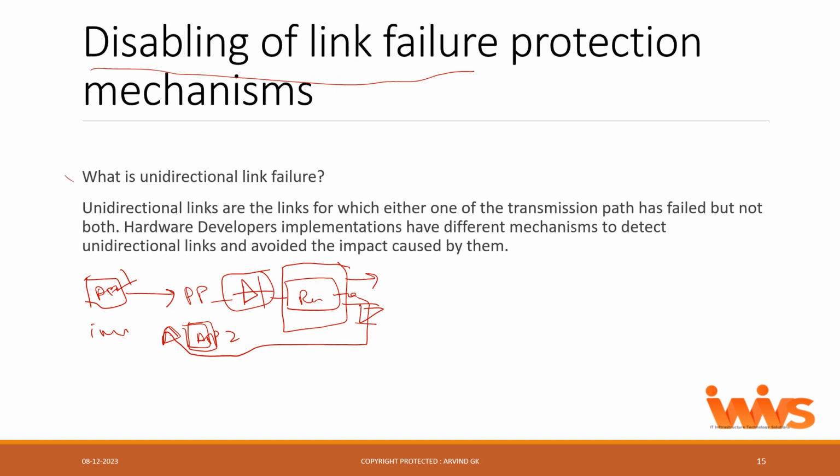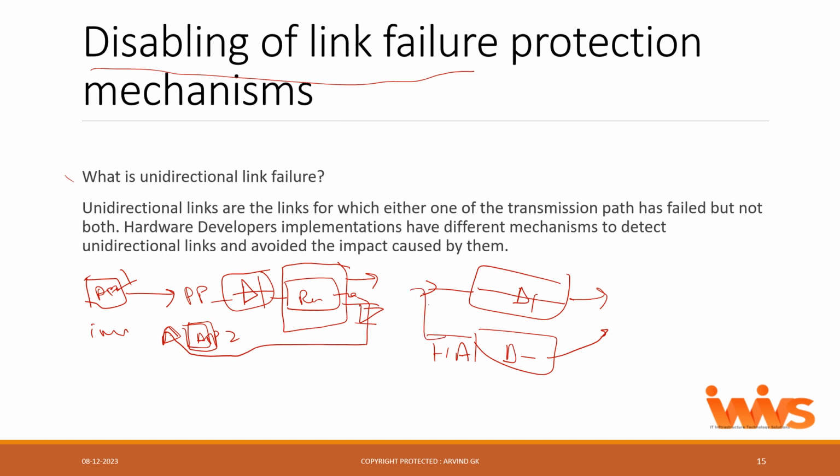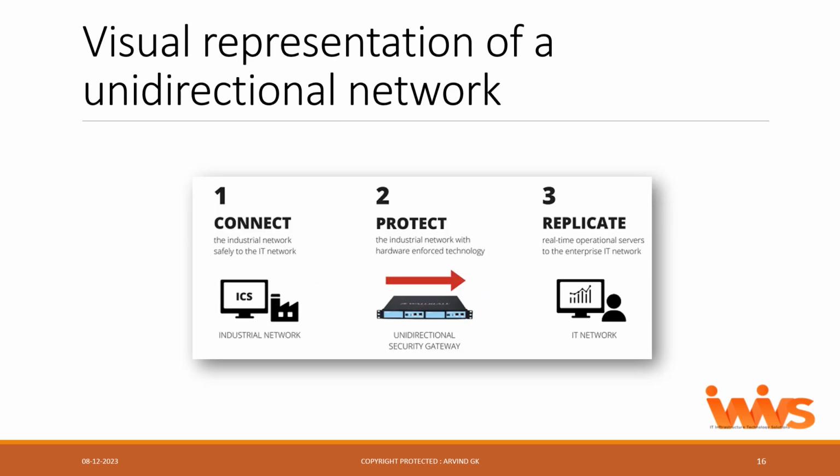There is one more interesting question: what if one of the data diodes fails and the whole thing comes to a standstill? No, there is an HA model available for this. Normally data will flow through this and this. If one fails, the data will flow through the other. There is hardware capability available today, but return data is not possible even in this model.